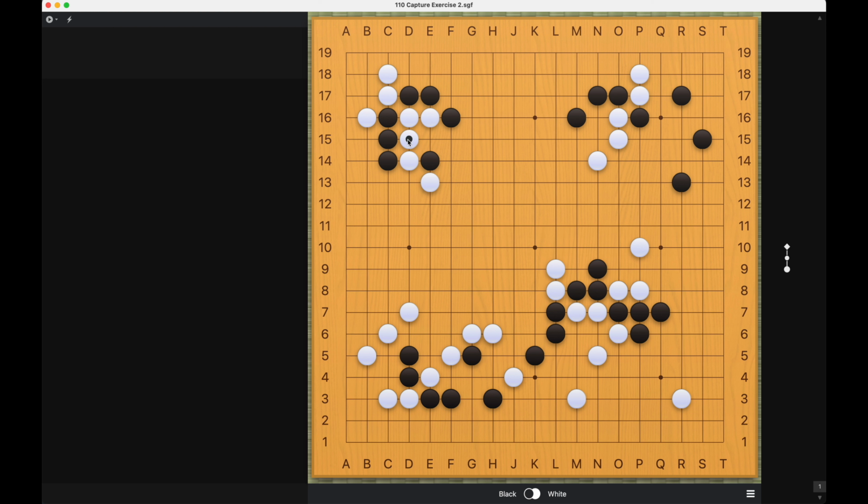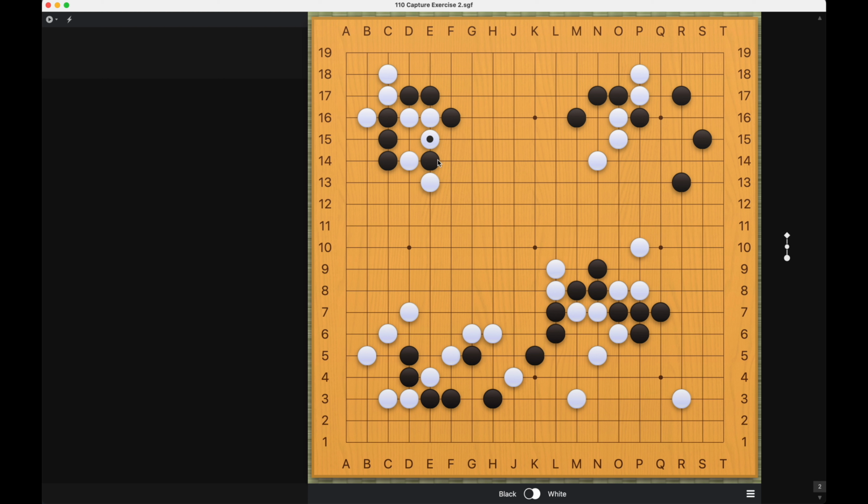So if white plays here, then we have a capture by Atari number 2 situation, and white cannot escape. If white plays here, then we have a connect and die situation, where if white connects here, black can capture. If white connects on the outside, then black can capture the 2 stones. White connects here, then black can capture, like this.